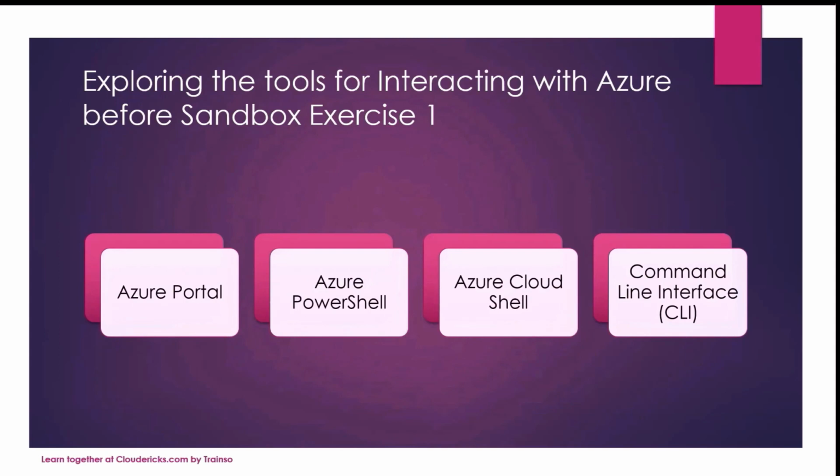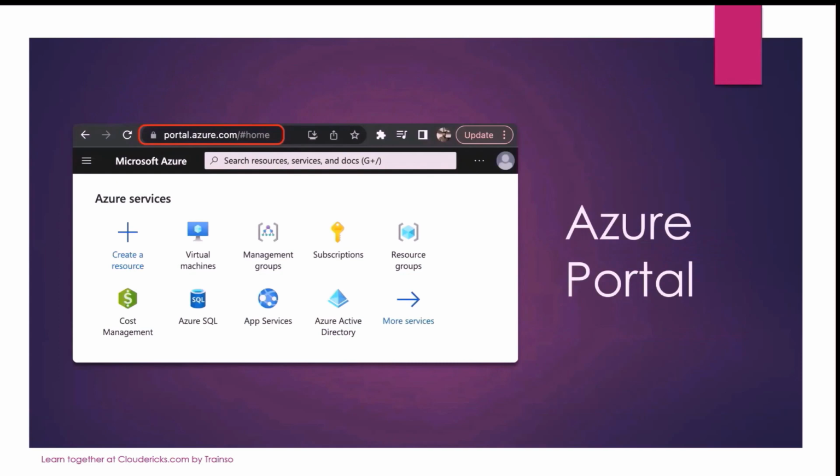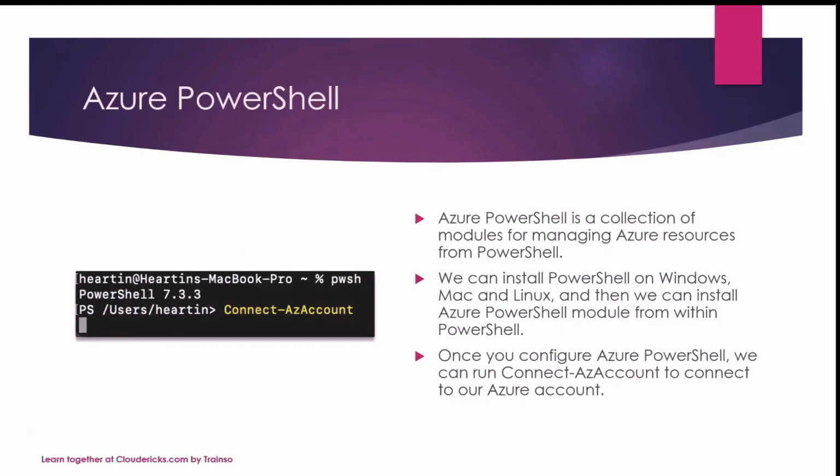There are primarily 4 ways in which you can interact with Azure: Azure Portal, Azure PowerShell, Azure Cloud Shell, and command line interface. Azure Portal, we have seen it in our demo. It is the web interface. Just type portal.azure.com and then you should be taken to that web interface that we saw in our demos, right? And if you are familiar with the PowerShell tool, then you can connect to Azure from PowerShell.